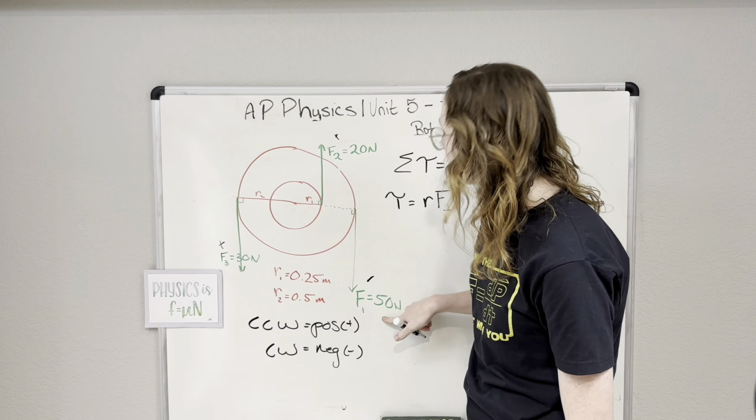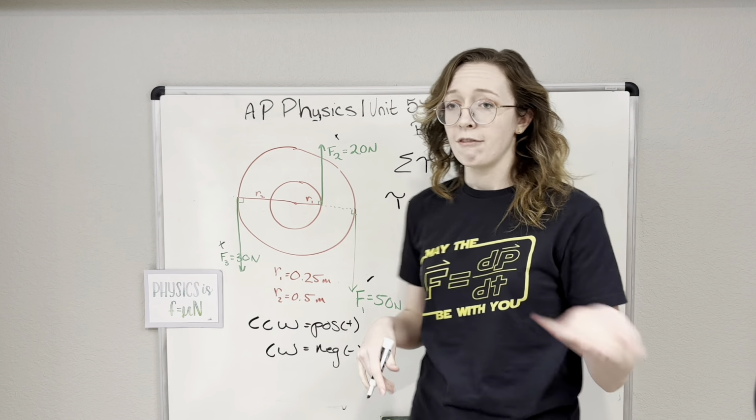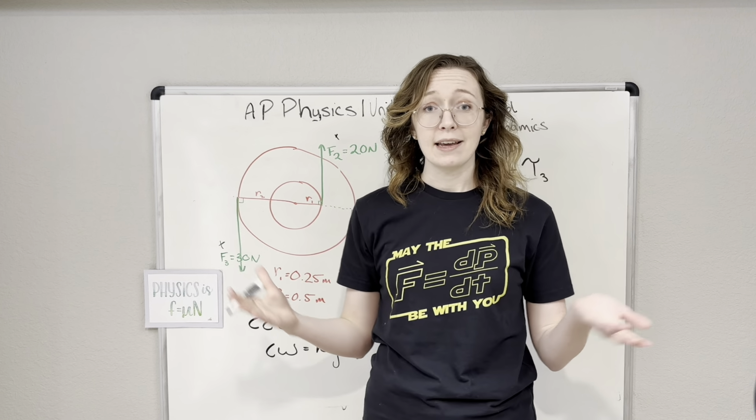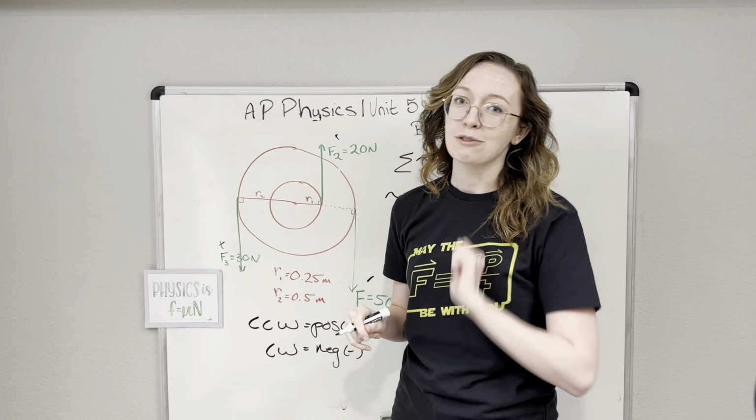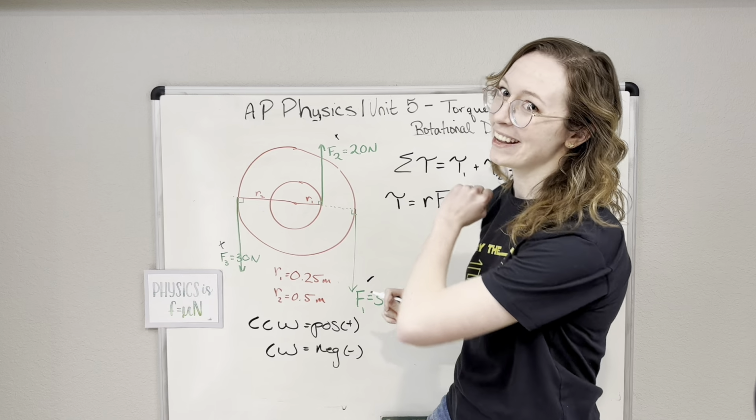And then I have one force of 50 newtons pulling clockwise. 50 in one direction, 50 in the other. I'm going to have a net torque equal to 0. Done. But because we know how to calculate torque, we know that that's not true.